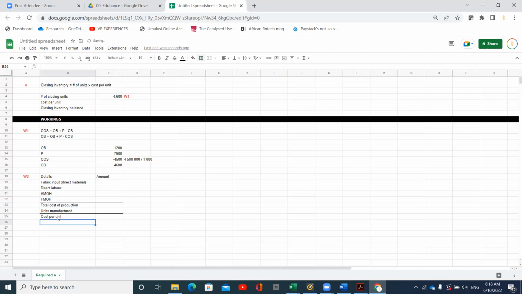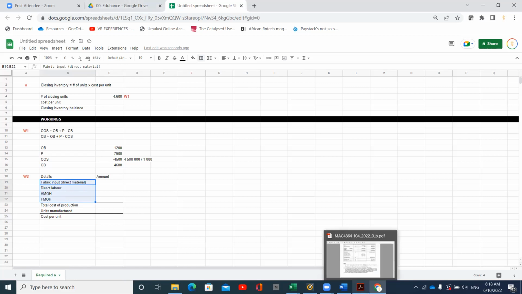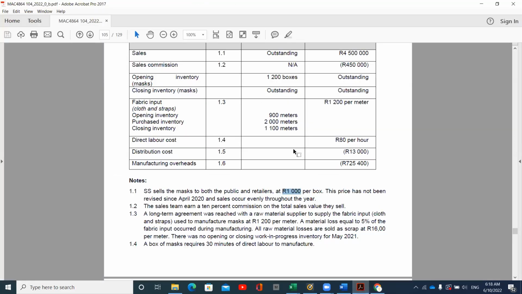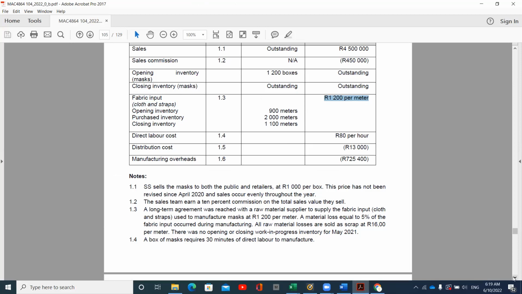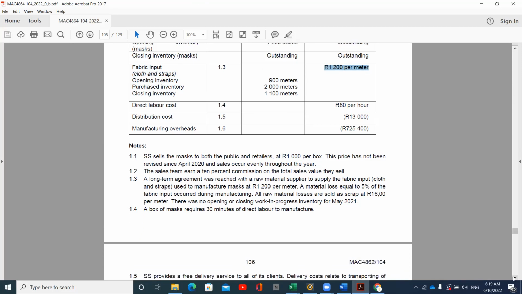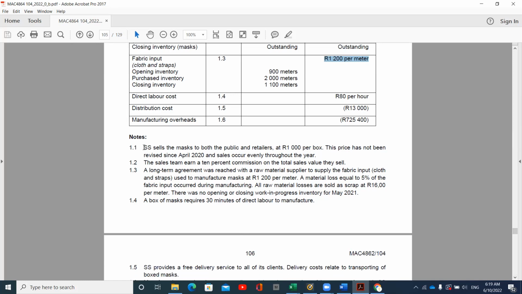Okay, so let's have a look. So there may be more things we include over here, but those are the common things, okay? And then as we read the scenario, if there's anything else, we can just insert. So let's have a look. Let's go back to the scenario. So now we need direct material. So this is the direct material. They're just telling us it's 1,200 Rand per meter. So we still need to work out the number of meters used.